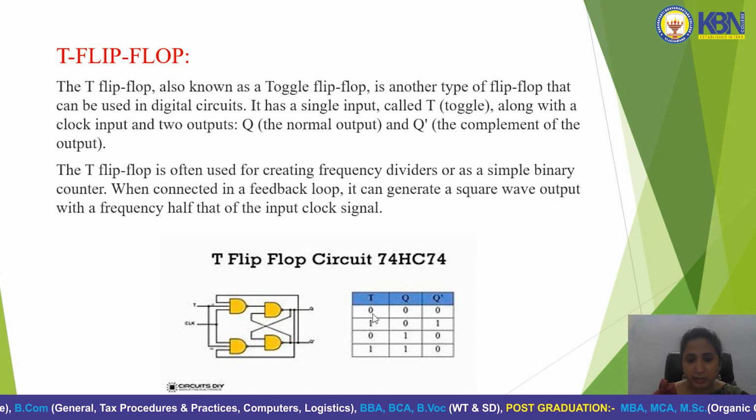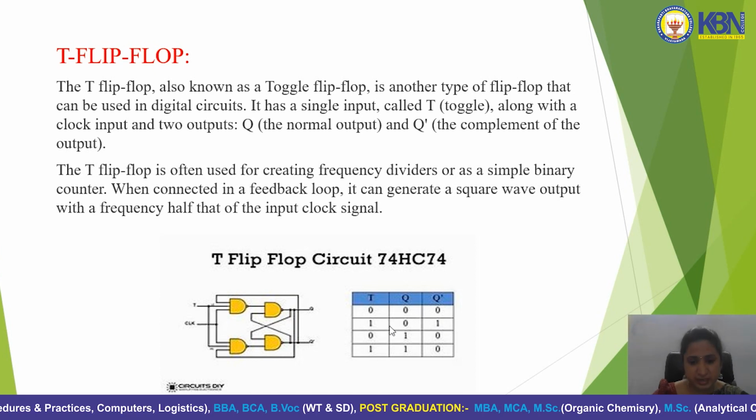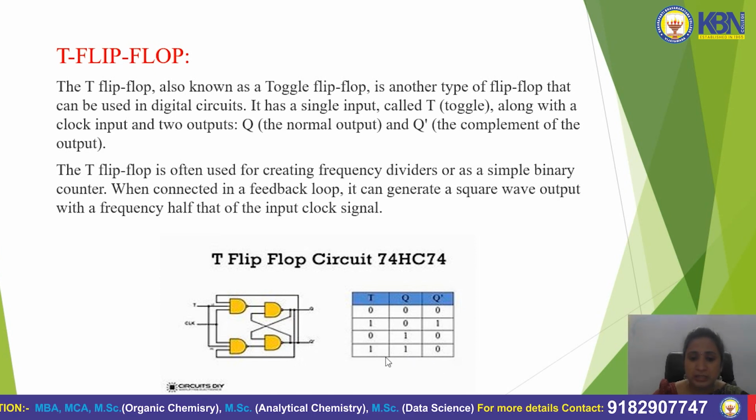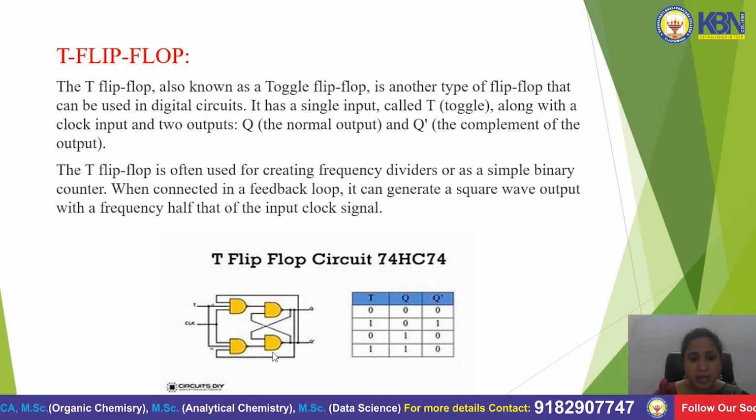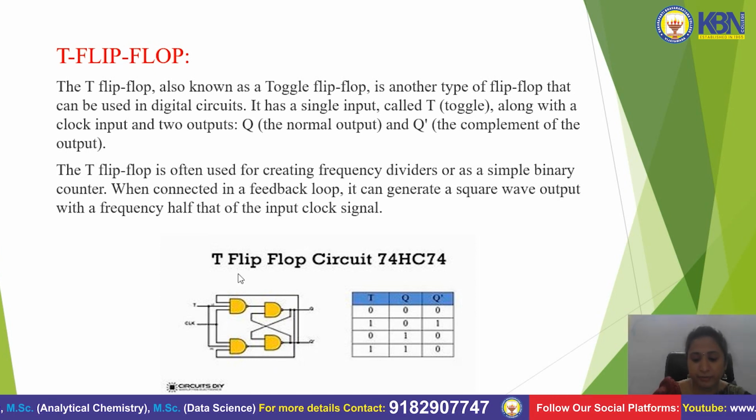If the input is 0, there is no change in the output. If the input is high, the output toggles, it becomes the opposite condition. If the input is high, the output will be high and the complement of the output will be low. This is the truth table. Here we are taking NAND gates as an example for T flip flops.